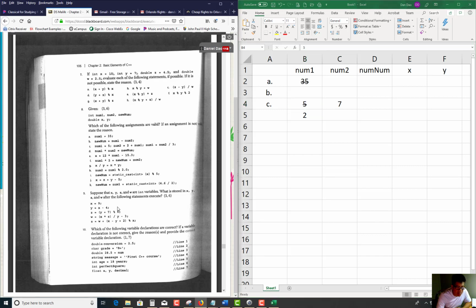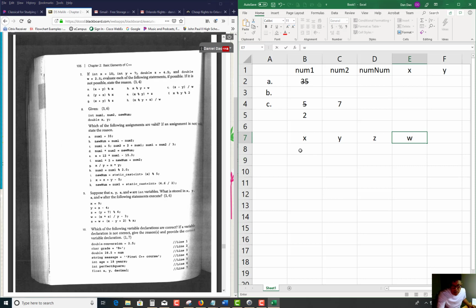Number 9, again, straightforward. Suppose that x, y, and z. You can do the same thing on here. Put x, y, z, and w as int. What is stored in each one of the following? So if I had to put x, y, z, and w here, right? So this is number 9 and number 9 here.